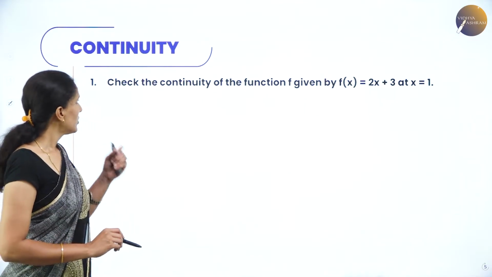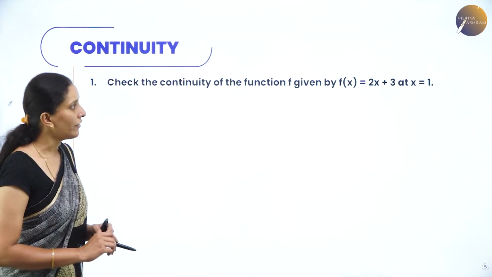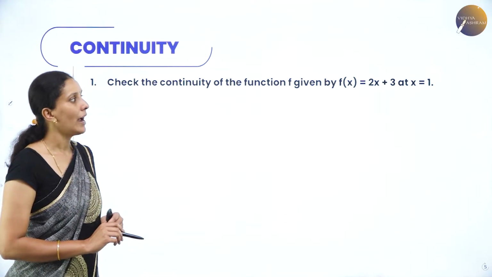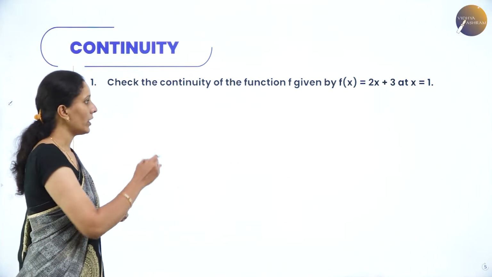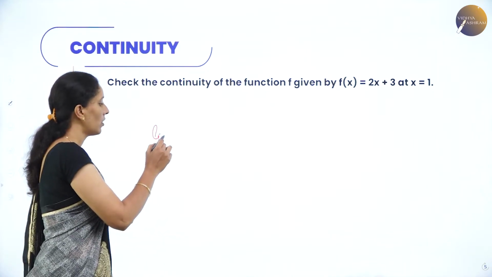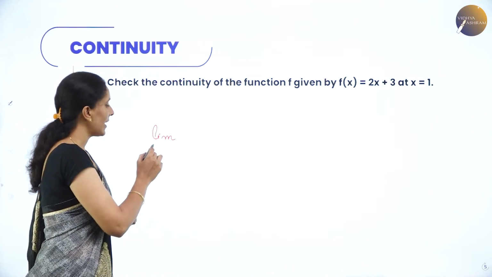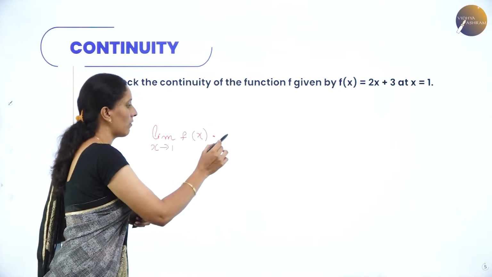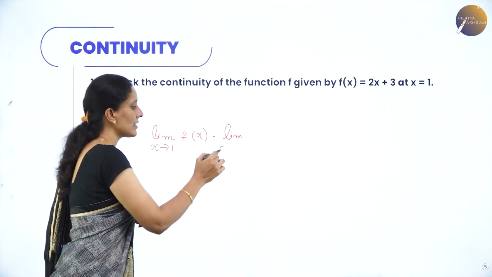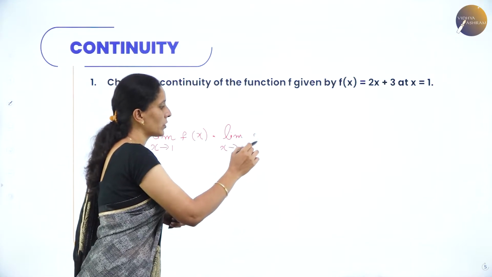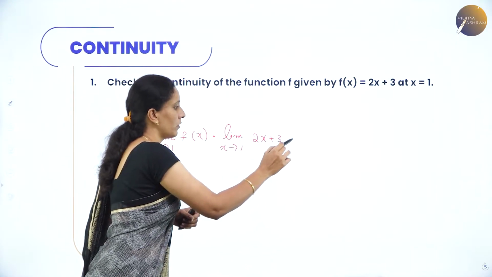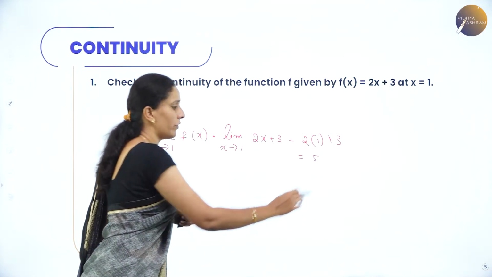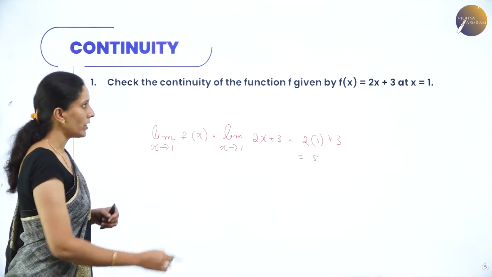Look here, check the continuity of the function f given by f of x is equal to 2x plus 3 at x is equal to 1. So here the limit of the function as x tends to 1, f of x is equal to limit as x tends to 1 of 2x plus 3, which is 2 into 1 plus 3, which is equal to 5. This is the limit of the function. What is the functional value?